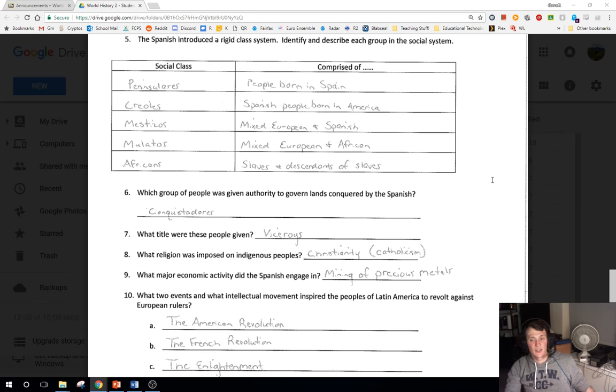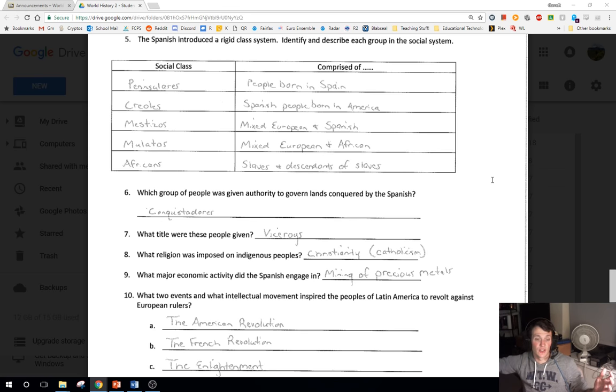And the conquistadors, right, these people in Spain that had come over to help conquer and explore and things like that, they're often going to be given authority to govern lands, right? Columbus is going to be the governor of Hispaniola for a while, and so on, right? So that's kind of a big deal. And they're often given the title known as a viceroy. They're going to be the administrator. They're going to be in charge of this particular area, right?